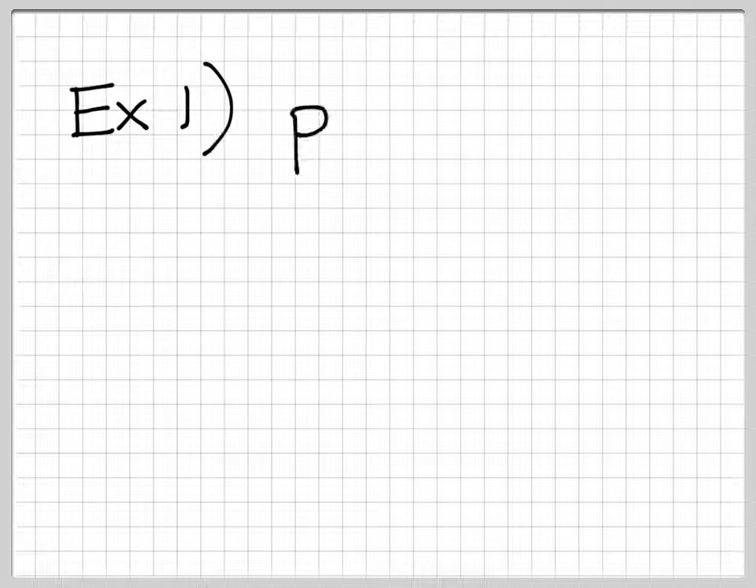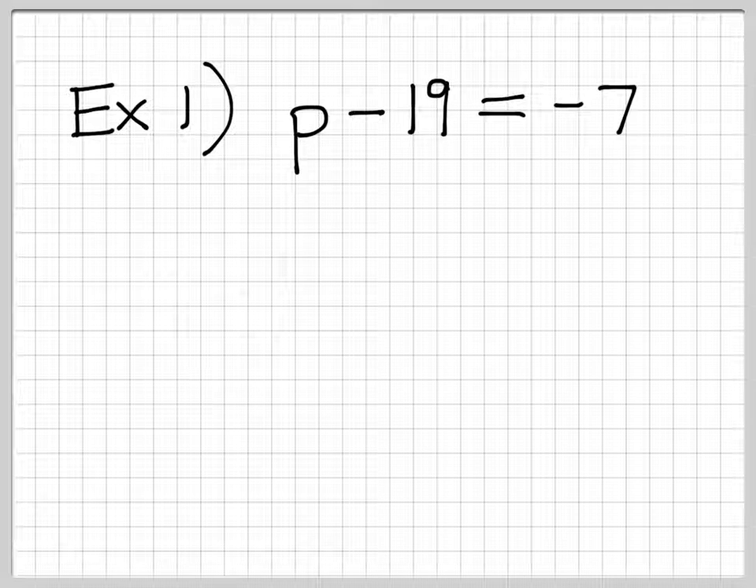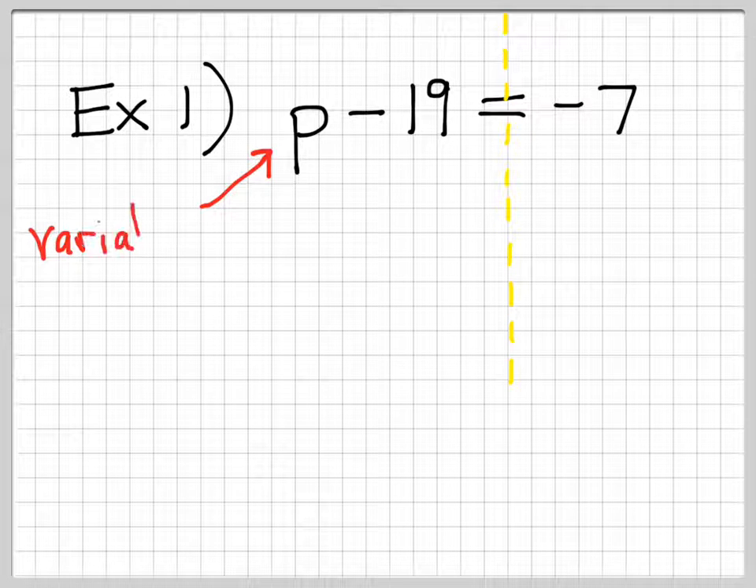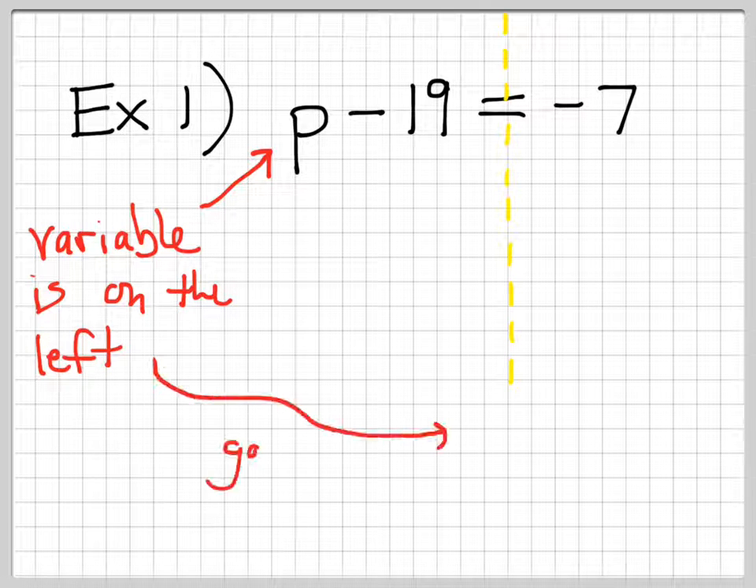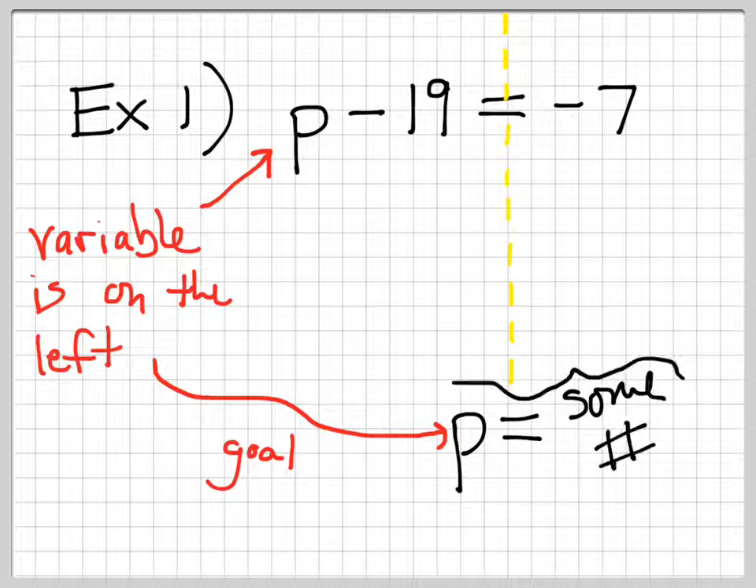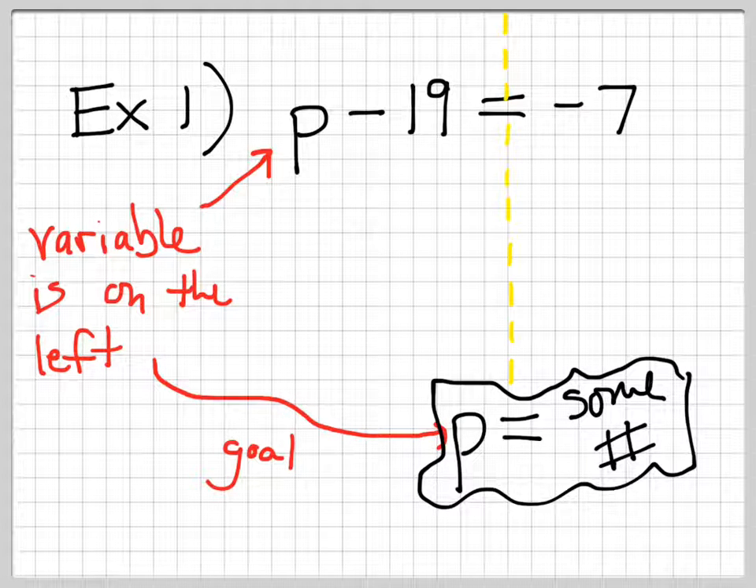Example number 1. P minus 19 equals negative 7. Now, one thing I'm going to do, and I think you should get in the habit of this at first, is I want you to draw an imaginary line that goes through my equation. Because often in algebra, we need to know what's the left side of the equation, what's the right side. And that magic line always goes through the equal sign. Later on, we won't put this line down here, but for now, it's going to help us out. You'll notice over here, the P, the variable, is on the left-hand side. And our goal is to get it all by itself, and I want it to equal some answer, so some number. Let's go ahead and erase that.